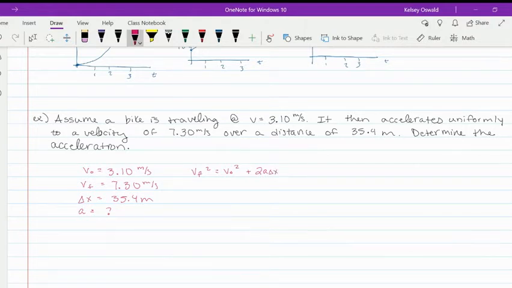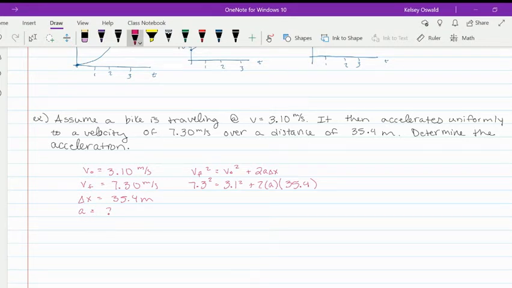Because we know our final velocity is 7.3. We know our initial velocity is 3.1. We're trying to solve for our acceleration, and we know our displacement is 35.4. Okay? Again, once we pick out what equation we want to use and plug in those values, the physics is now over. It becomes an algebra problem.